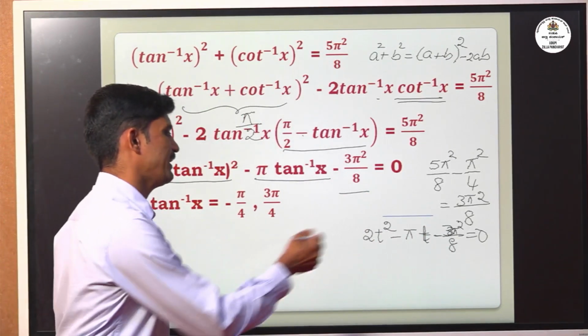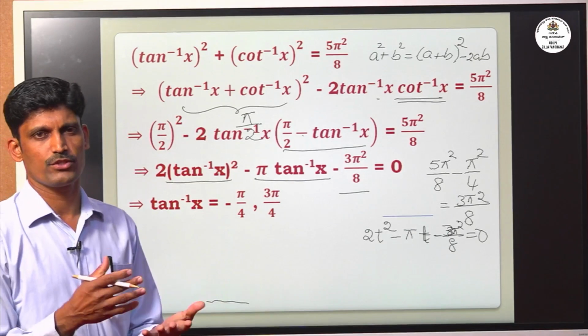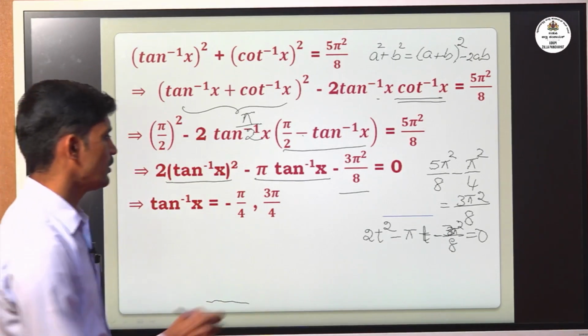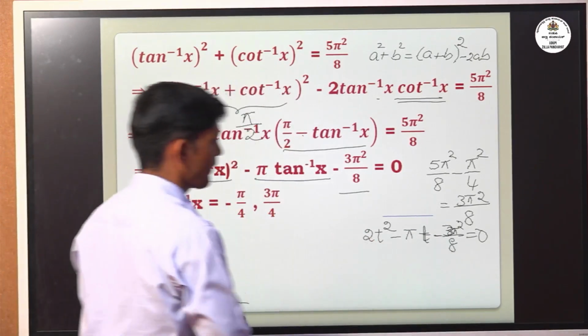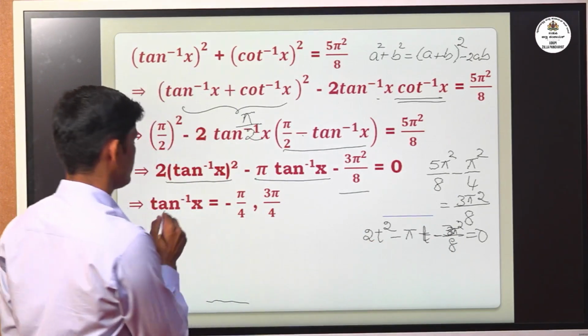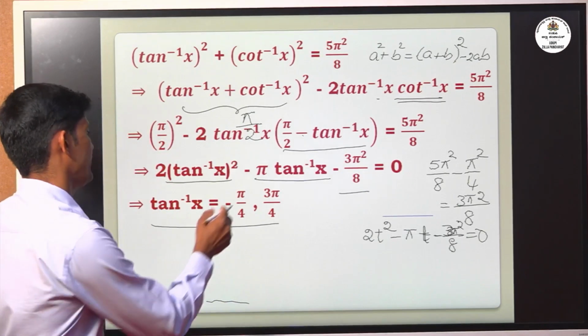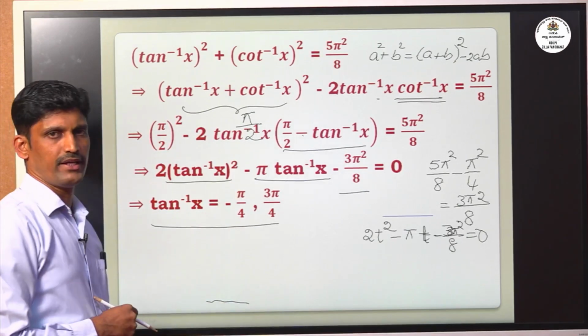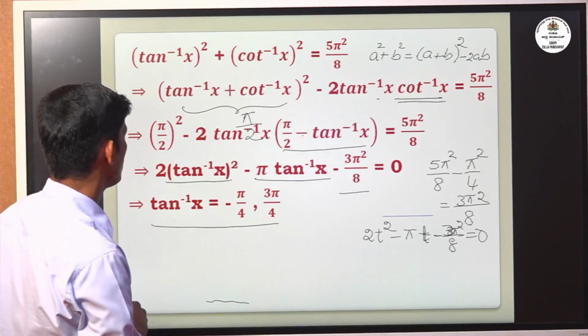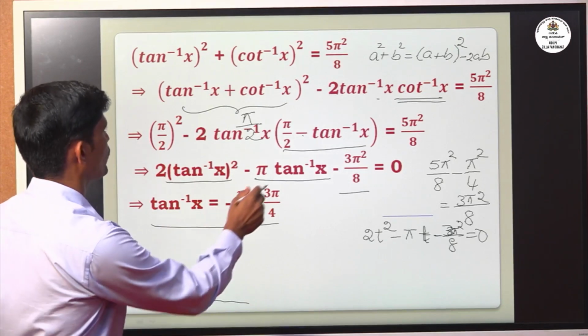T is equal to minus b plus or minus square root of b square minus 4ac by 2a, or if possible by factorization, we will find the solution for t, that is t, which is tan inverse x, equal to minus pi by 4 or 3 pi by 4. So tan inverse of x equal to minus pi by 4 or 3 pi by 4.